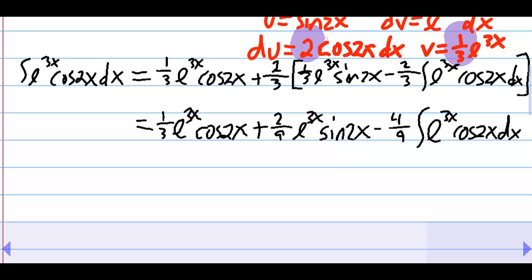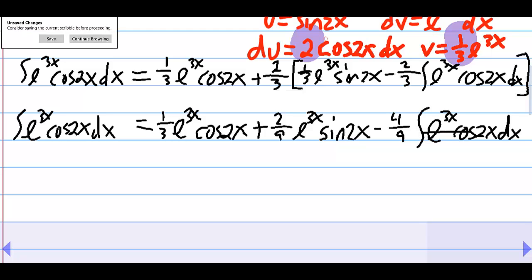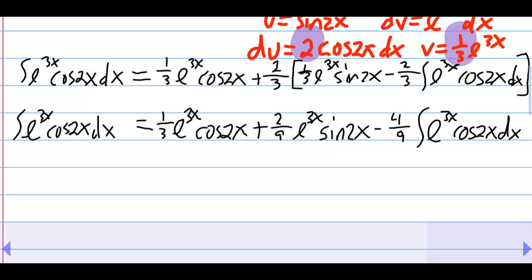Well, check it out, folks. Look at our original integral. We started with the integral of e to the 3x cosine 2x dx. We just did two applications of integration by parts, and look at where we're at. We have a problem. We have the same integral, e to the 3x cosine 2x dx, that we started with.